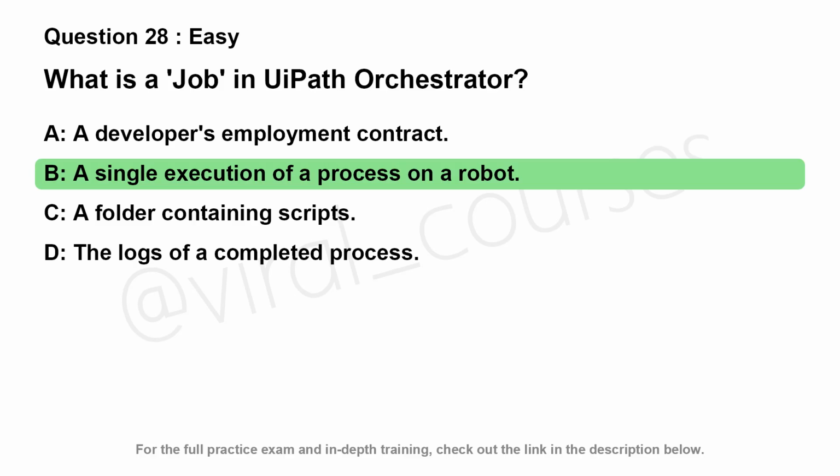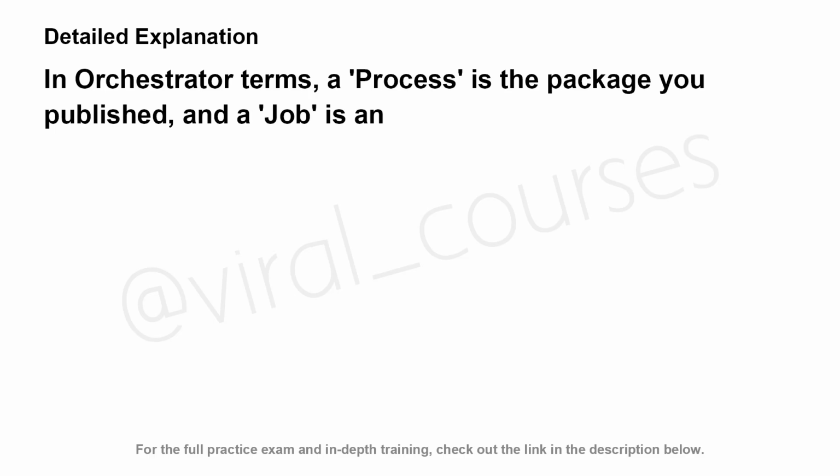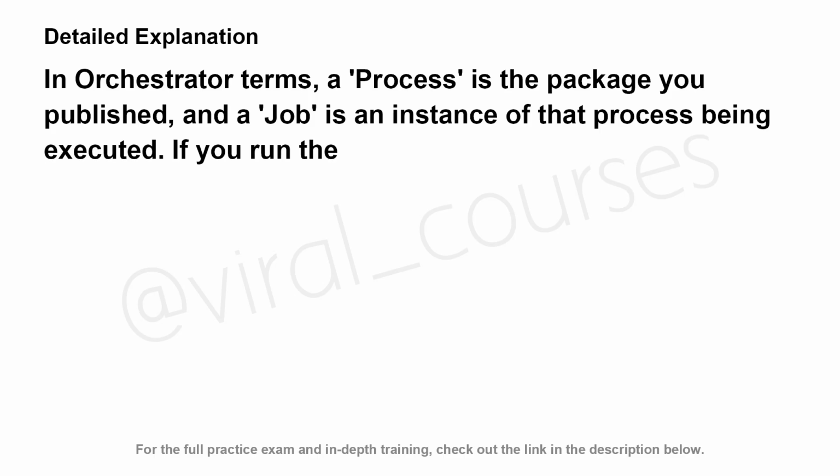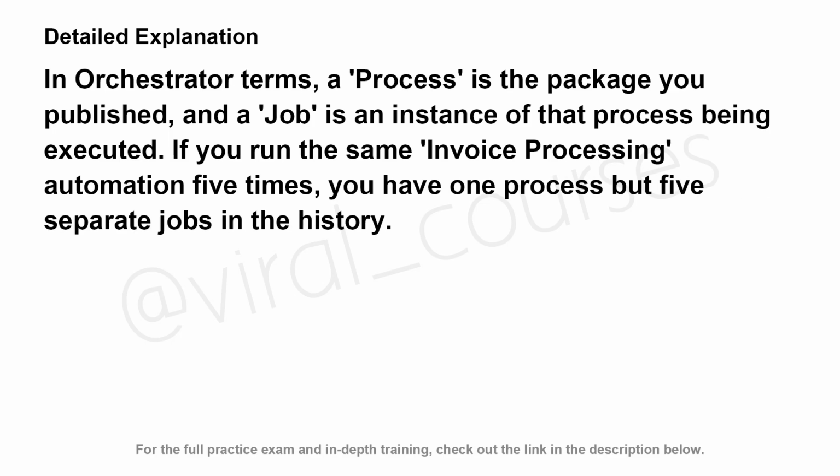The correct answer is B. In Orchestrator terms, a process is the package you published, and a job is an instance of that process being executed. If you run the same invoice processing automation 5 times, you have one process but 5 separate jobs in the history.